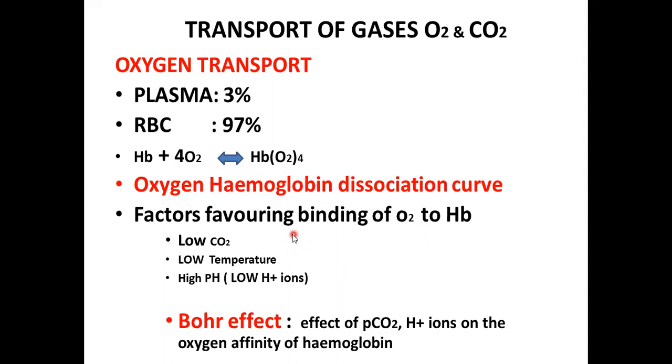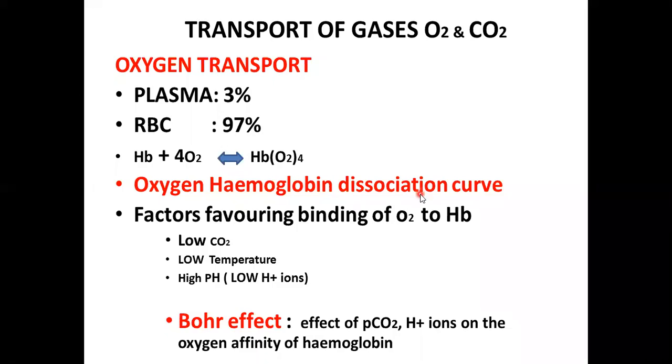Now these factors are partial pressure of oxygen, partial pressure of carbon dioxide, low temperature and the hydrogen ions concentration. And we can observe the formation of oxyhemoglobin through a graph known as the oxyhemoglobin dissociation curve.